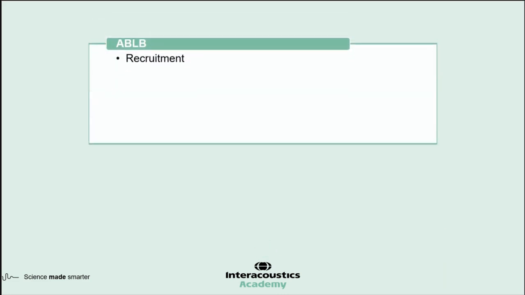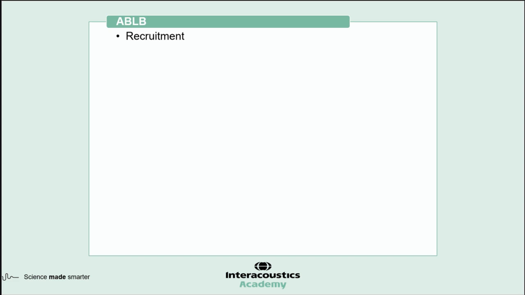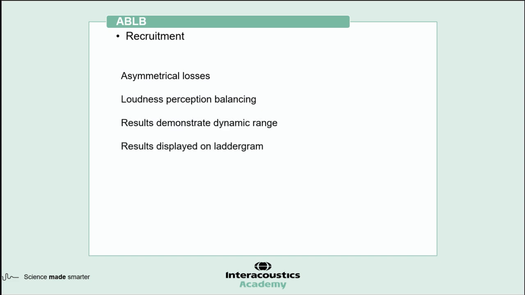The next test that we're going to have a quick chat about is the ABLB test. This stands for Alternate Binaural Loudness Balance. It's a test that looks into recruitment, but is particularly useful if you're considering retrocochlear pathologies, so it's for asymmetrical losses, and it's essentially a loudness perception balancing task. The patient has to balance the loudness of the sound from one ear to the other. The results demonstrate the dynamic range of each ear, and they're displayed on a laddergram or ladder chart, which I will show you what it looks like just now.